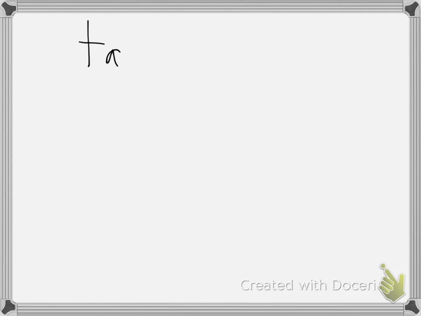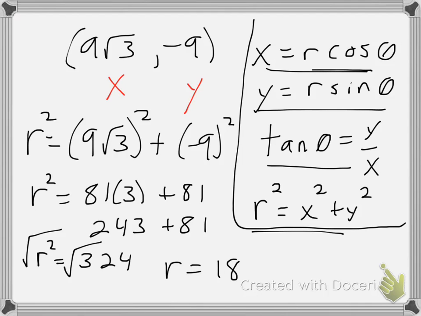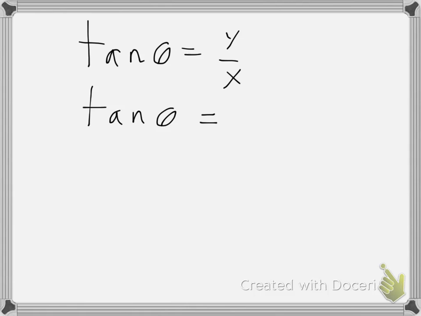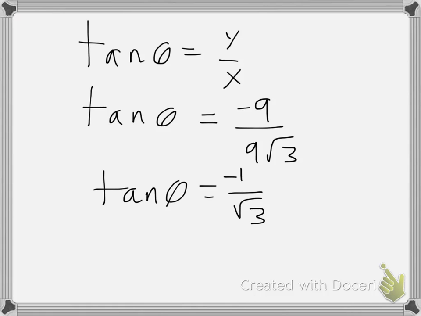Again, let me write what I have. I have tangent of theta equals y over x. So here we'll say tangent of theta, and just double check, my y is -9 over 9 root 3. I'll reduce that to get -1 over root 3. And see, my root 3 tells me that I'm more than likely going to be using my 30, 60, 90 triangle.